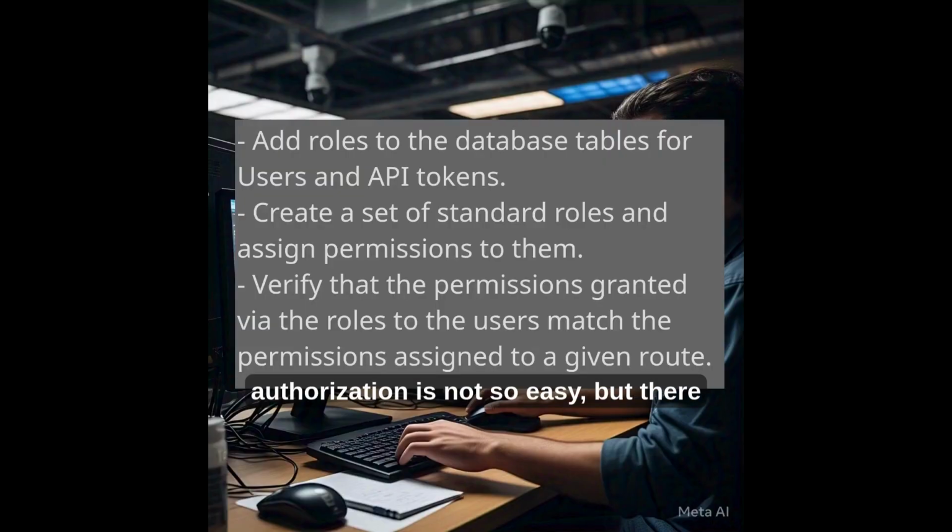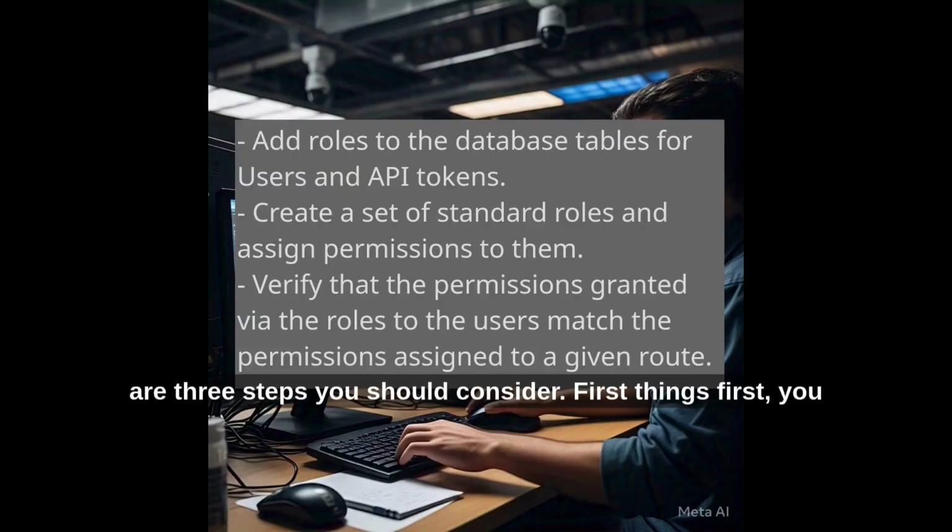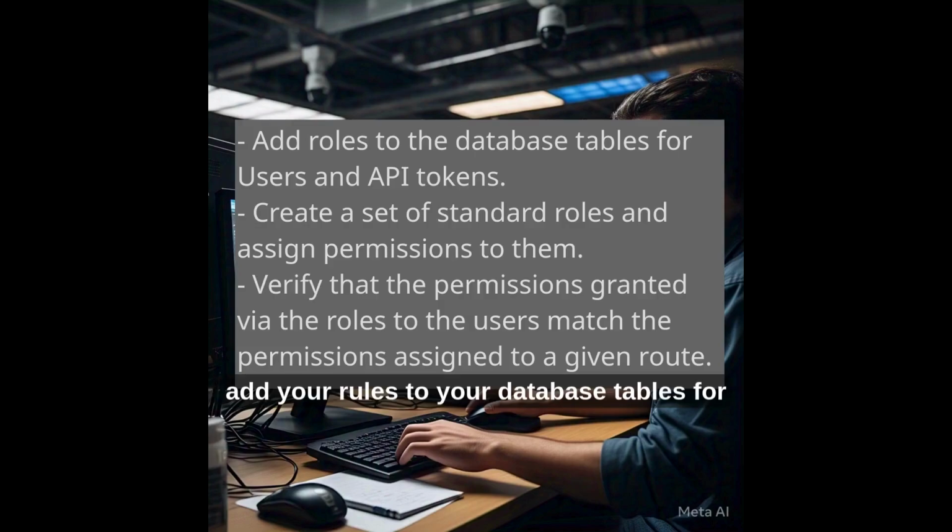Implementing authorization is not so easy, but there are three steps you should consider. First things first, you should add your roles to your database tables for users and API tokens. What I'm implying is that your tables should be separate for both users and API tokens, and you should have roles that serve as a relationship between those two tables.